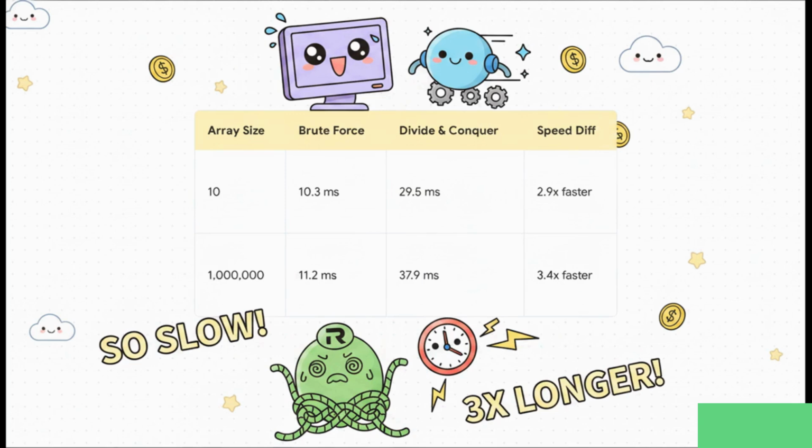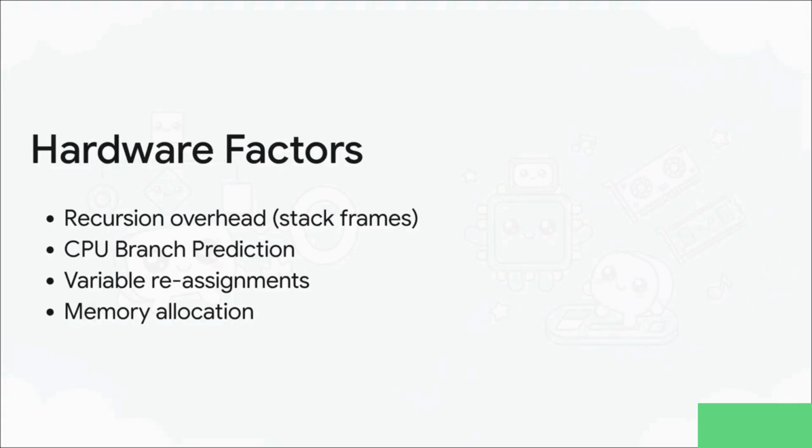For a small array of just 10 items, the brute force method was 2.9 times faster. But incredibly, for a massive array of 1 million items, the brute force method was 3.4 times faster. Let that sink in. The algorithm that was mathematically supposed to save 25% of the computer's time was actually taking over 3 times as long to execute. So why did this happen? Well, because pure theoretical math ignores real machine hardware.